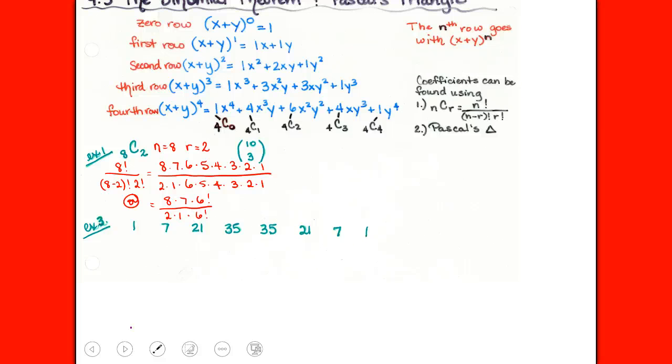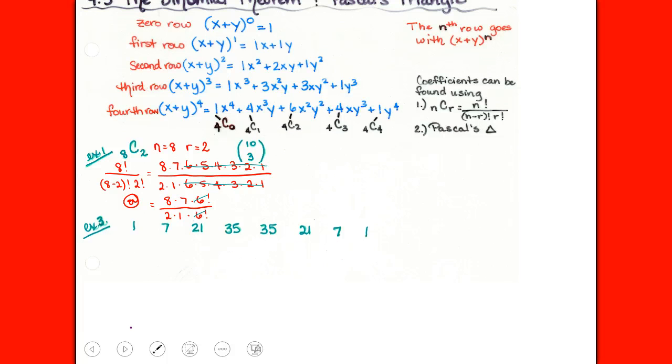We did 8 times 7 times 6 times 5 times 4 times 3 times 2 times 1 over 2 times 1 times 6 factorial, 6, 5, 4, 3, 2, 1. At that point, we said you could also abbreviate that. Instead of writing 6, 5, 4, 3, 2, 1, you could just leave it as 6 factorial in the top and the bottom, because either way, it would cancel out.